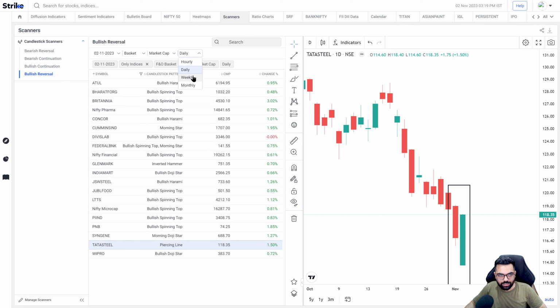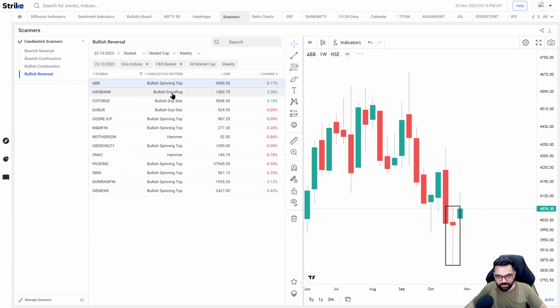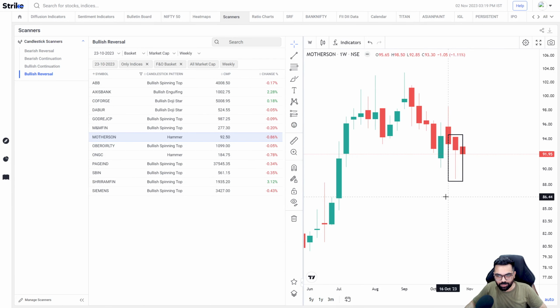So let's say I go to weekly. Now these are the results based on the current candle, but if I want to see for previous week, I can go to the last date available in this drop down. Now the results that I'm seeing here is based on previous weekly candle. As you can see, this is a bullish spinning top highlighted here. Similarly, a hammer pattern is caught here.